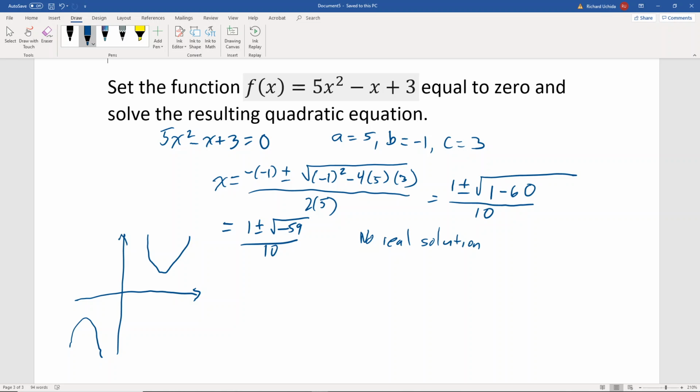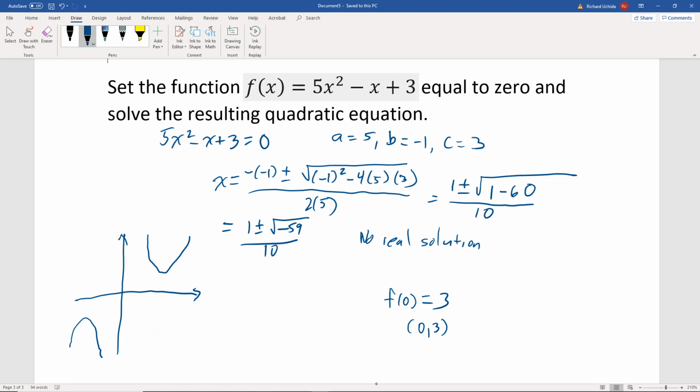Now, really quickly, before we end this, is finding the y-intercepts. Now, remember for the y-intercept, you let x equal 0 and solve for y. So to find our y-intercept, what we would simply do is find, okay, what is f of 0? And in this case, we'd have 5 times 0 squared, so that's 0, then minus 0, and plus 3. So our y-intercept would be the point 0, 3.